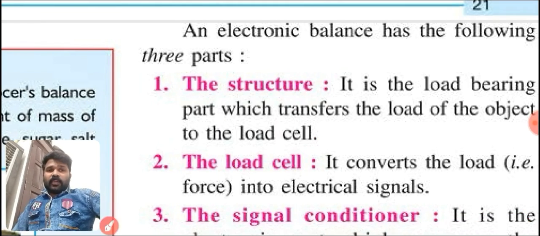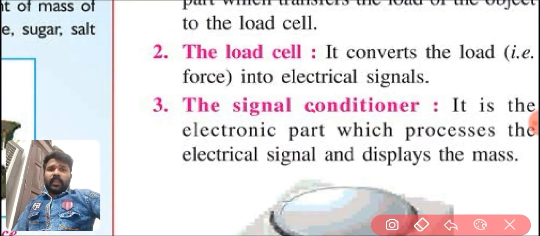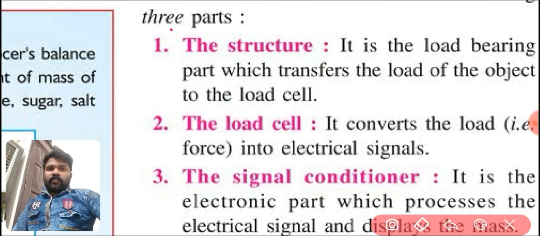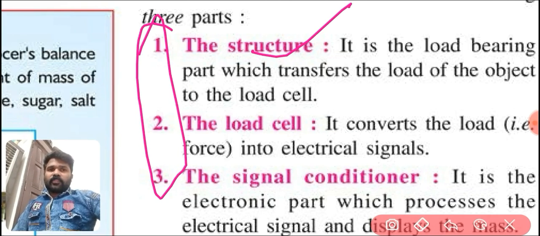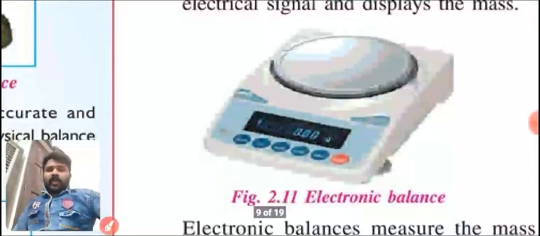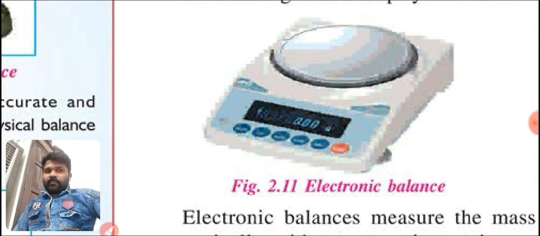The third part is the signal conditioner. It is the electronic part which processes the electrical signal and displays the mass. So, these are the three parts of the electronic balance: the structure, the load cell and the signal conditioner. Okay, students, clear? Once again we can see the diagram of the electronic balance. You just observe it.